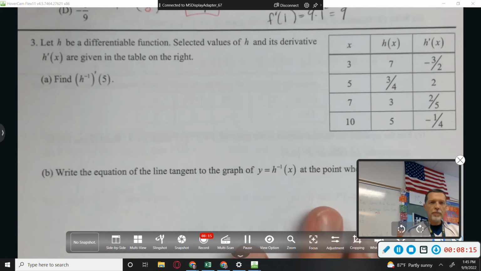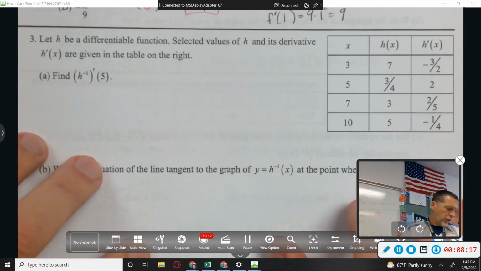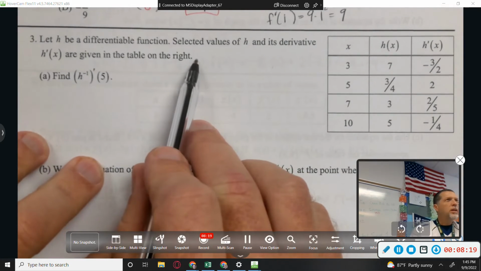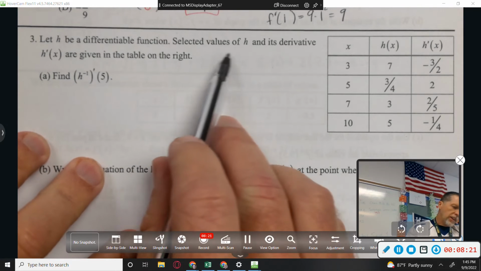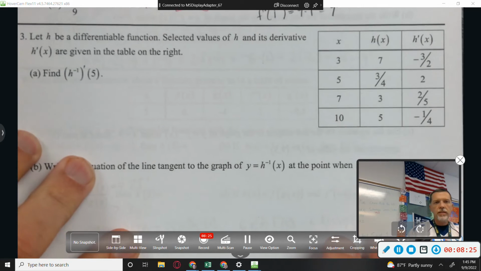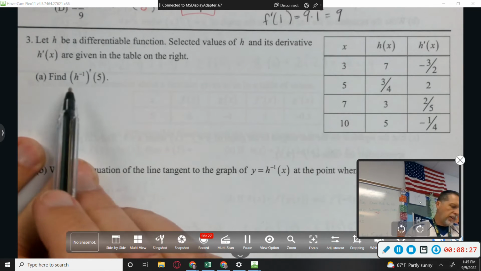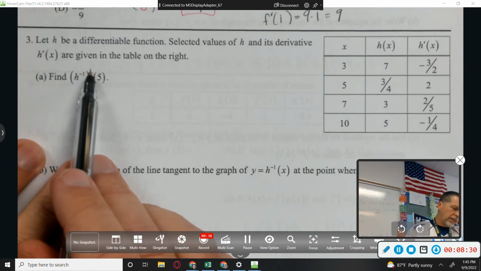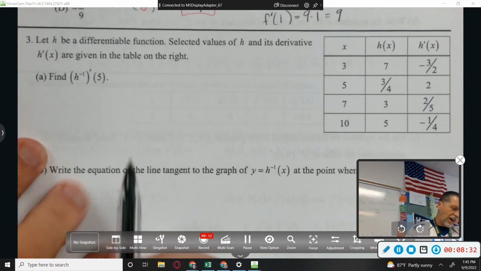Number 3. Let h be a differentiable function. Selected values of h and its derivative h prime are given on the table at the right. Find the derivative of the inverse of h at 5.